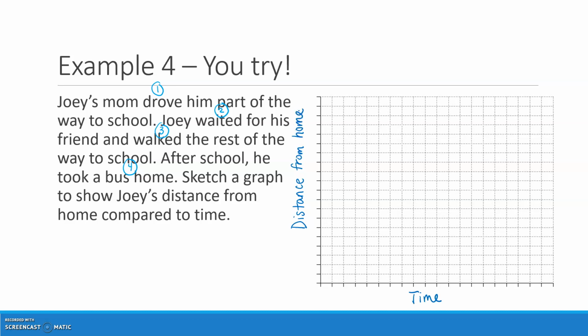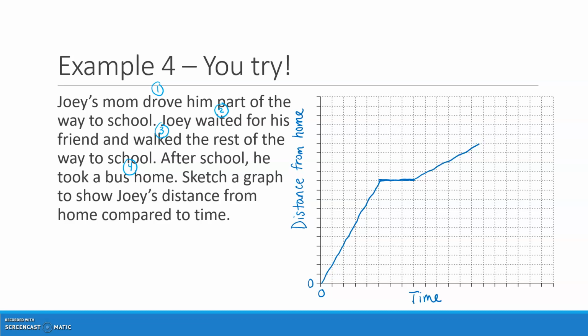Okay. So we're going to assume that he starts at home. And so Joey's mom drove him part of the way to school. So he started off and mom's driving. Thanks, Mom. So nice of you to drive me. And then it says he waited for his friend. So if he waited for his friend, he's not traveling at all. He's just kind of sitting in one spot. So he stays stationary. And then he walked. So he walked to school, but that's a slower rate than driving because I don't walk faster than a car. I don't think you do either. Maybe you do. I don't know.